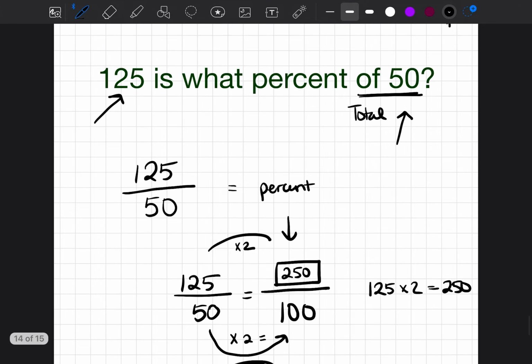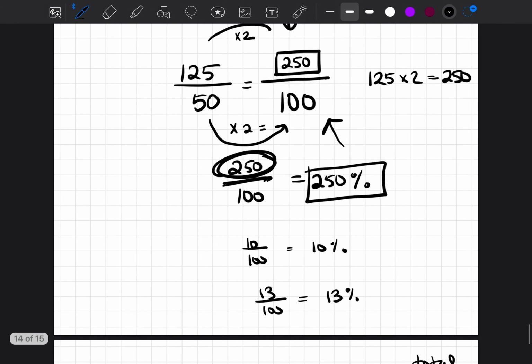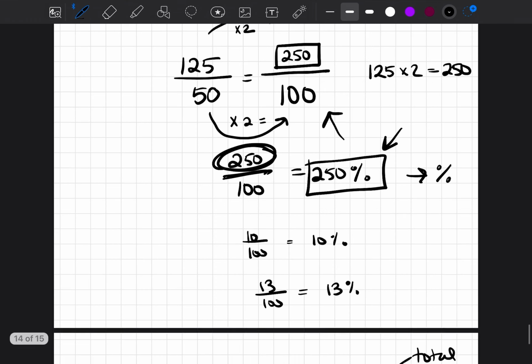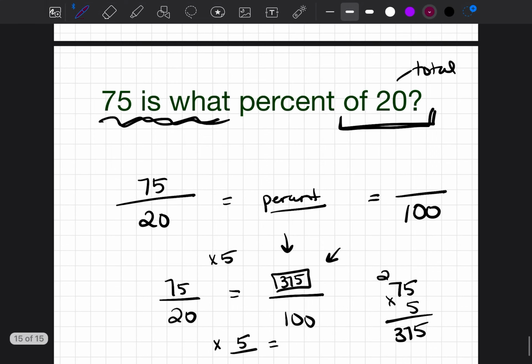So if you get these problems on your AccuPlacer test, all I want you to do is create your fraction, and set that fraction equal to a fraction over 100. Once you get your missing value, just turn it into a percentage. Again, you take the total and put it on the bottom, you take the number and put it on top. You set it equal to a blank over 100. And then whatever number you get as the top number over 100, you just change it into a percentage.